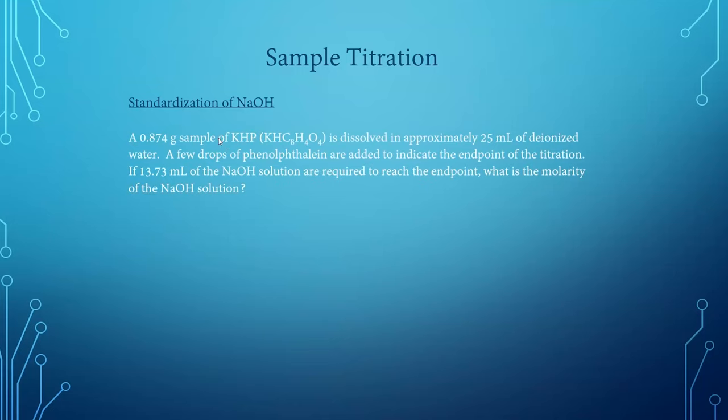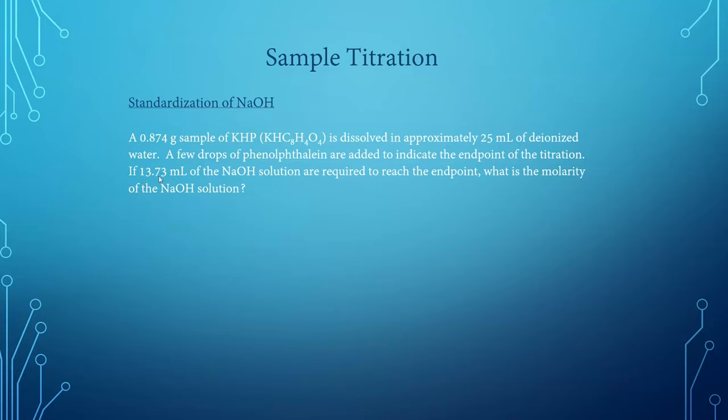So we're going to take a sample of KHP, potassium hydrogen phthalate. This is its chemical formula. We'll dissolve that sample into some deionized water, add some phenolphthalein so we'll know when the endpoint is, and then we will carry out a titration. We will add sodium hydroxide solution until the pink color just persists, and then we will measure that volume.